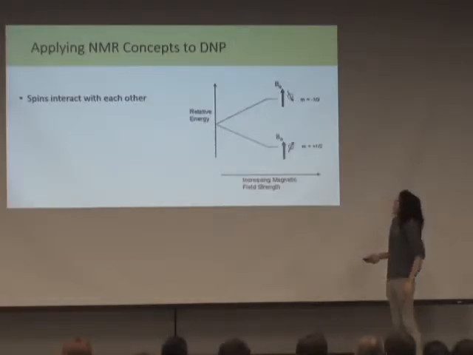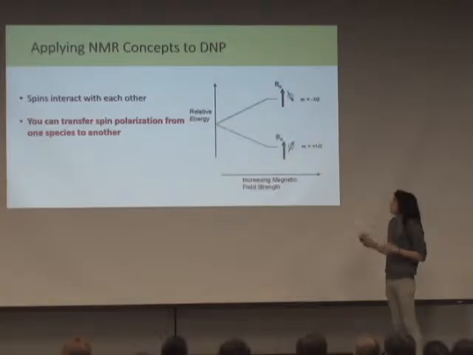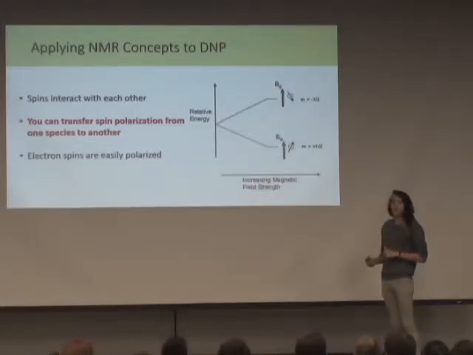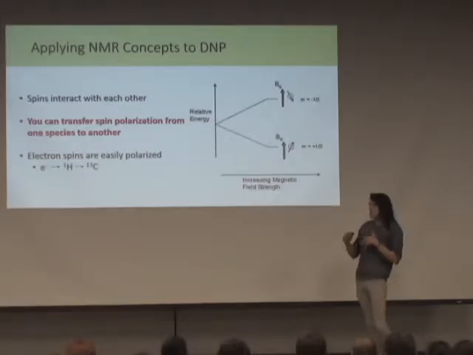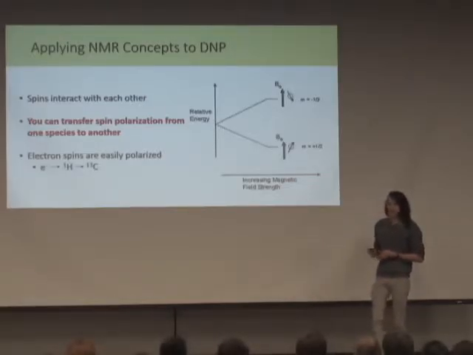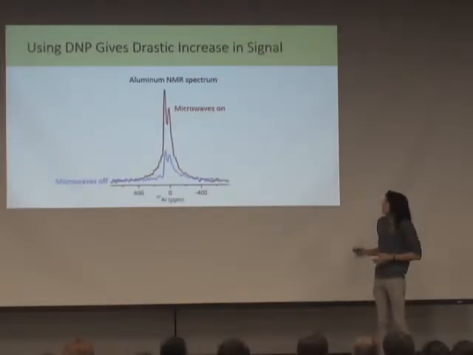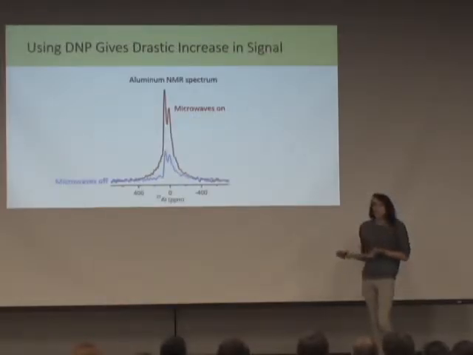And since spins can interact with each other, because they're little magnets, if you put two magnets next to each other, they feel a force between them. You can transfer spin polarization from one species to another. And using this, with the fact that electrons are very easily polarized with microwaves, 600 times easier to polarize than nuclei, we can transfer electron spins to other nuclei. And the new thing that we're trying to do is transfer the electron spins to protons and then to carbon-13 in our sample.